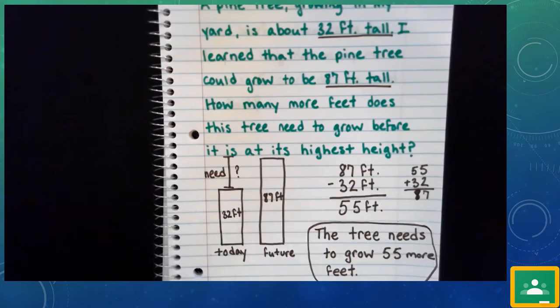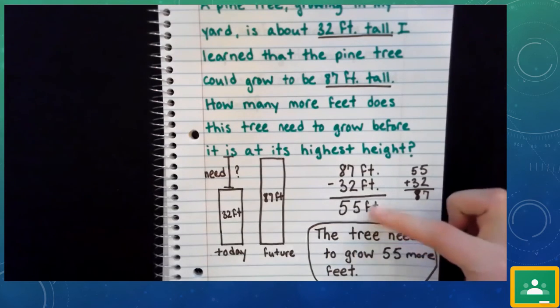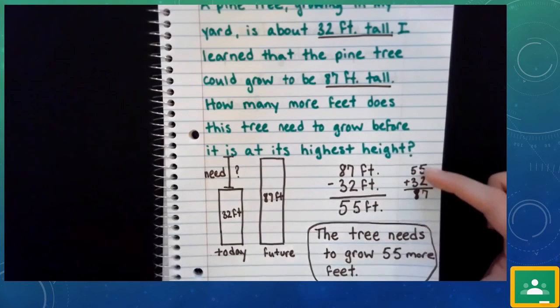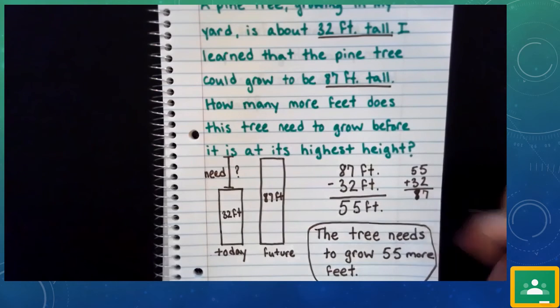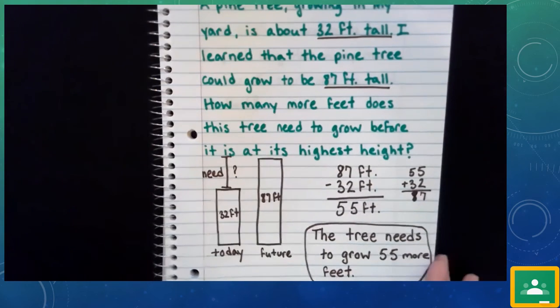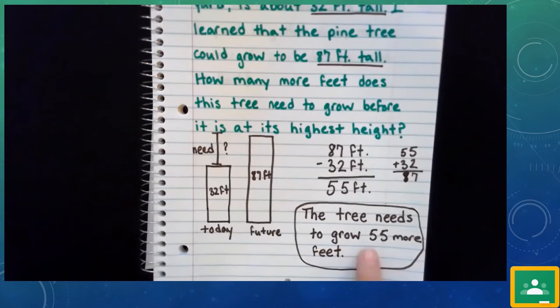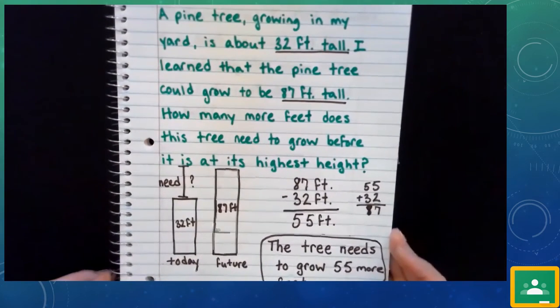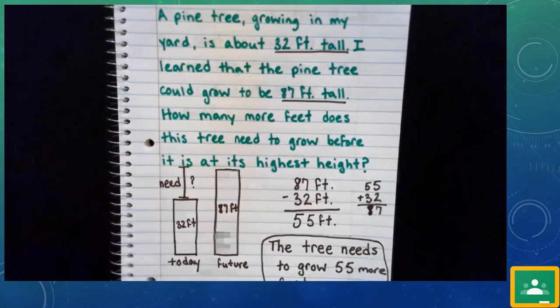And as always, I like to check my work to make sure I've done everything correctly. So I added my two parts together to see if it equals that highest height, 55 plus 32, and that does equal 87. So the tree needs to grow 55 more feet, and then it will be at its highest height.